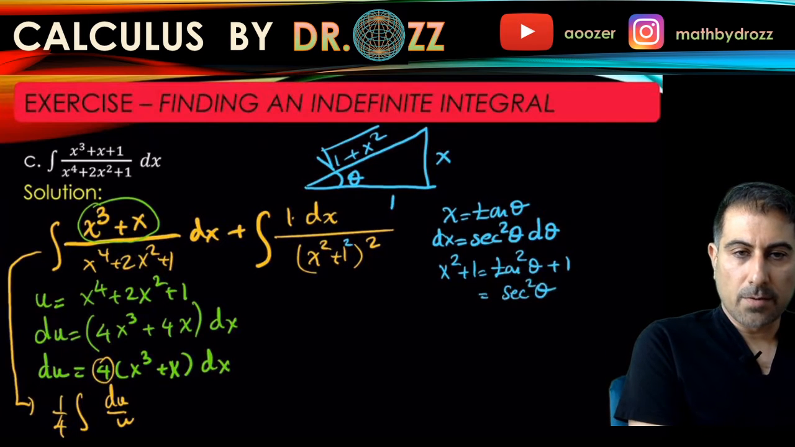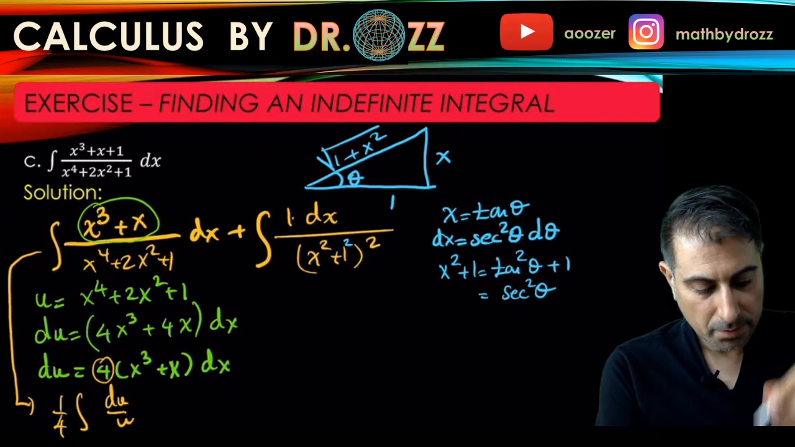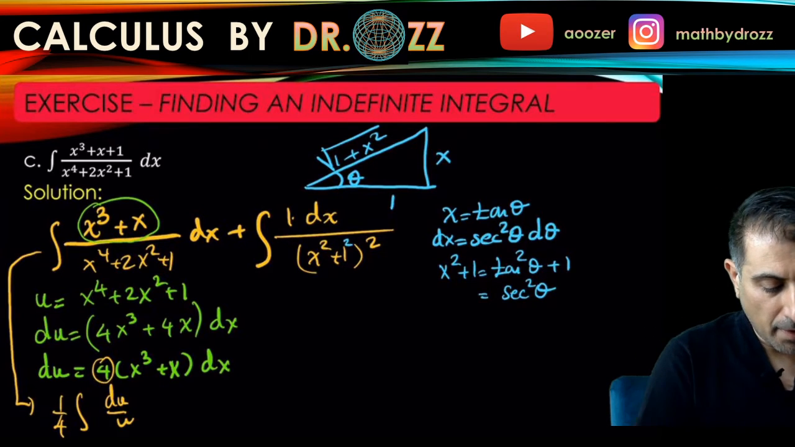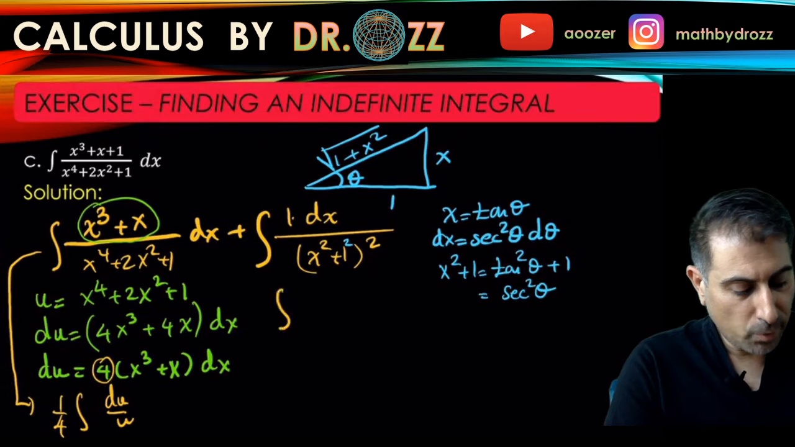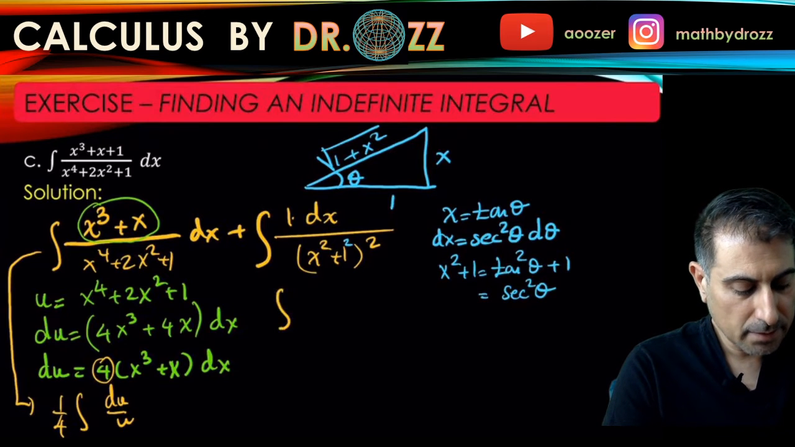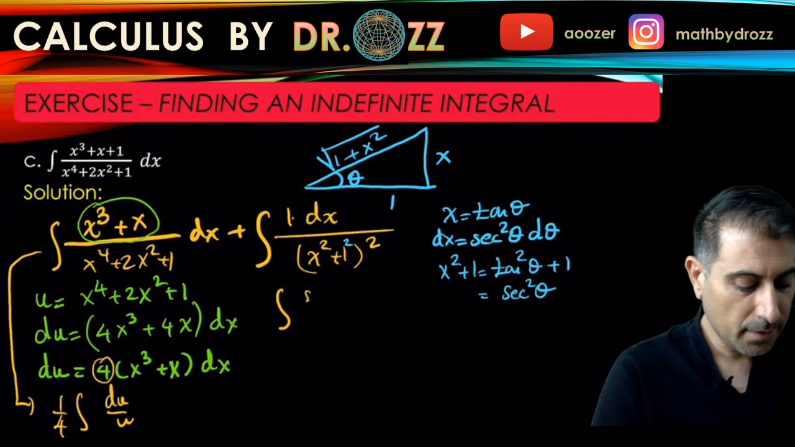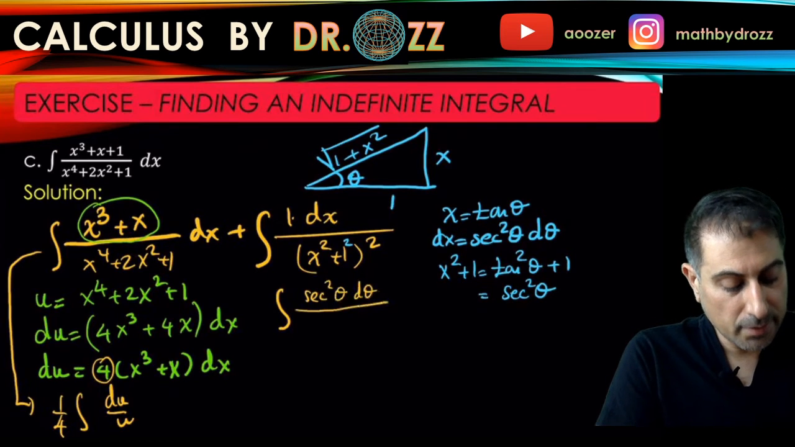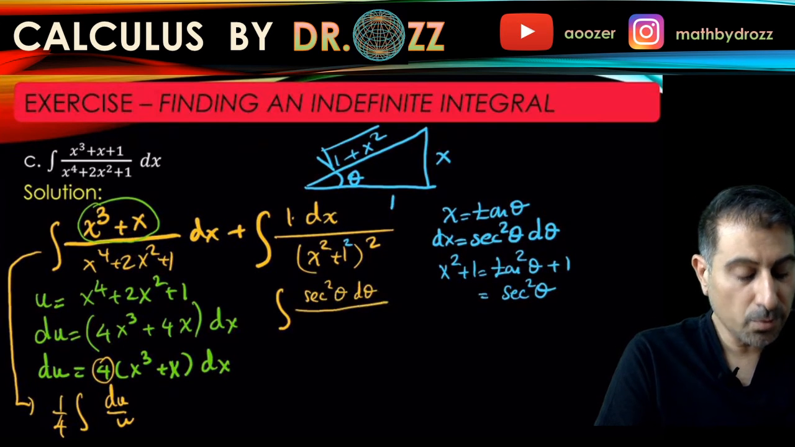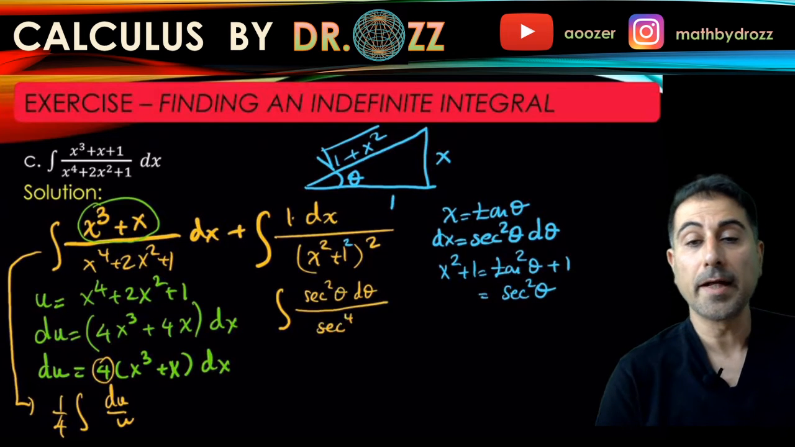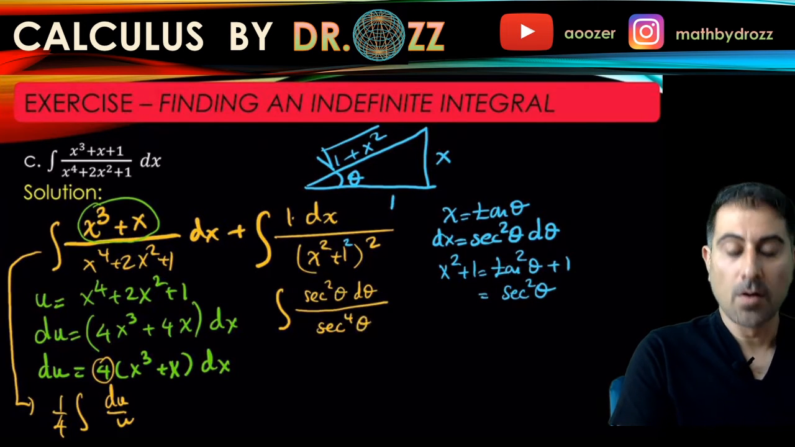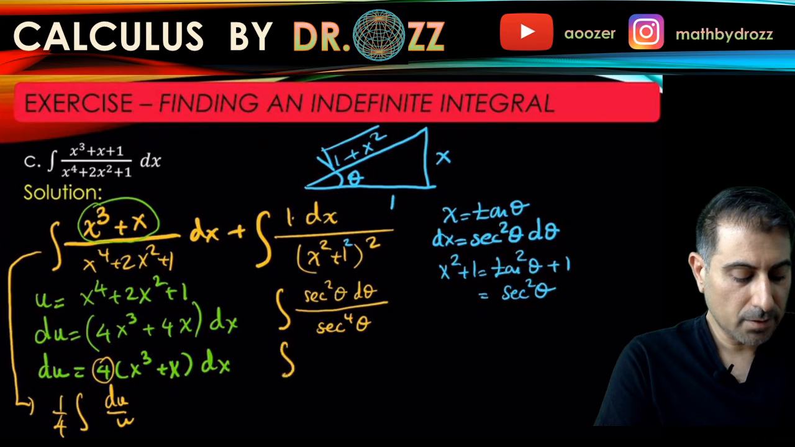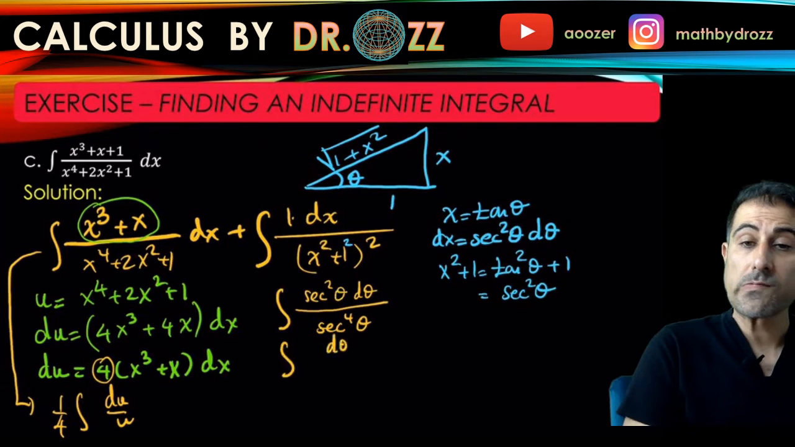All right, so again, we have everything to convert this integral into the theta version of that. So we have 1 dx, so dx is secant squared theta d theta. And then you have x squared plus 1, quantity squared, that is secant to the fourth theta. Okay? So let's simplify this. So we have d theta over secant squared theta.